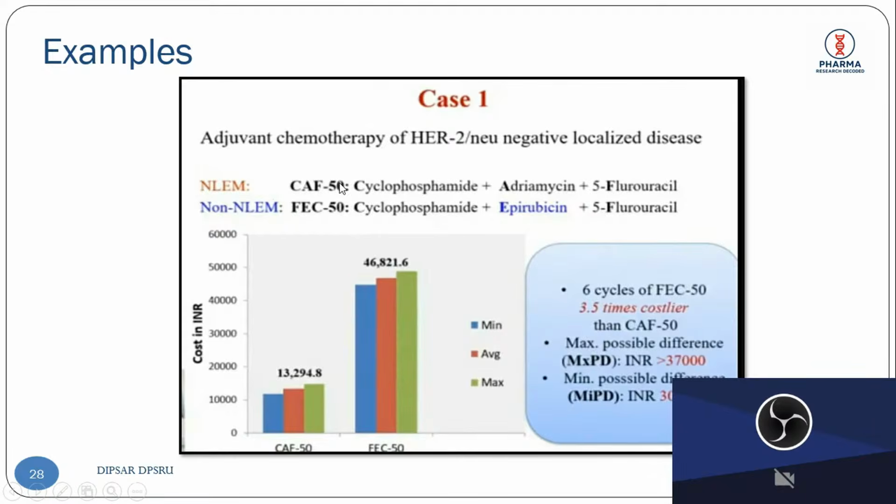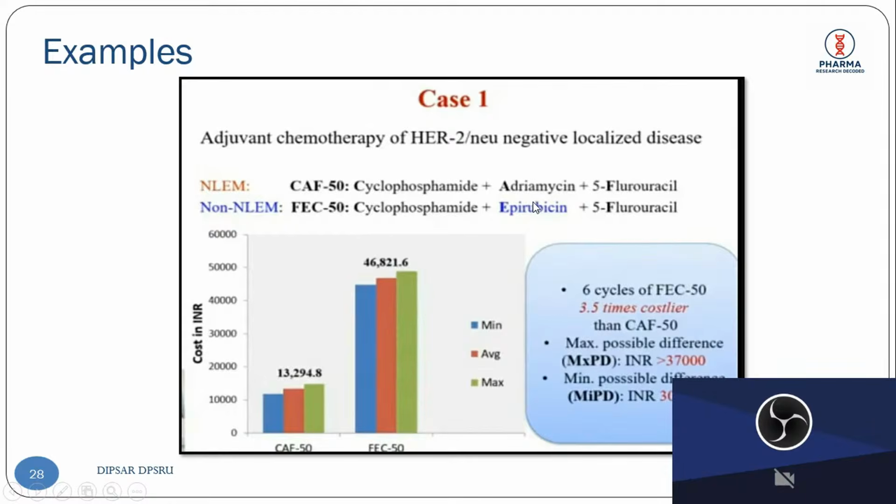These are the medicines for breast cancer. These are the medicines which are prescribed as per the National List of Essential Medicines: cyclophosphamide, adriamycin, and 5-fluorouracil, right? When you have replaced one medicine which is not in the essential list with another medicine, and the mechanism of both medicines is the same, both are acting on DNA, these are DNA alkylating agents, but this epirubicin is not in the essential list of medicines.